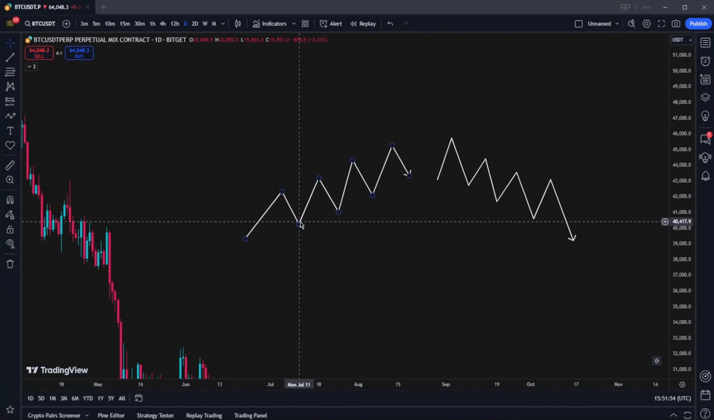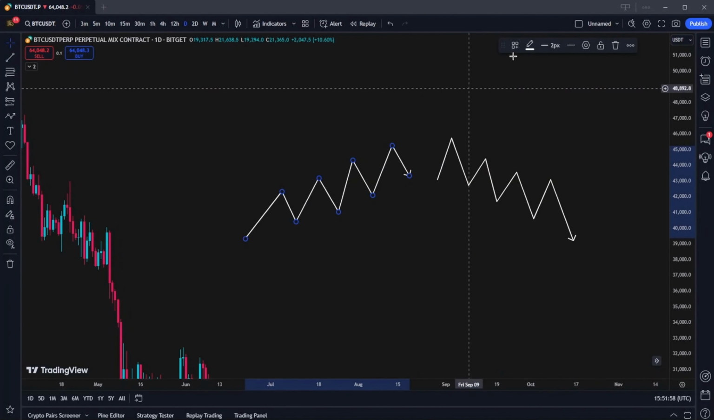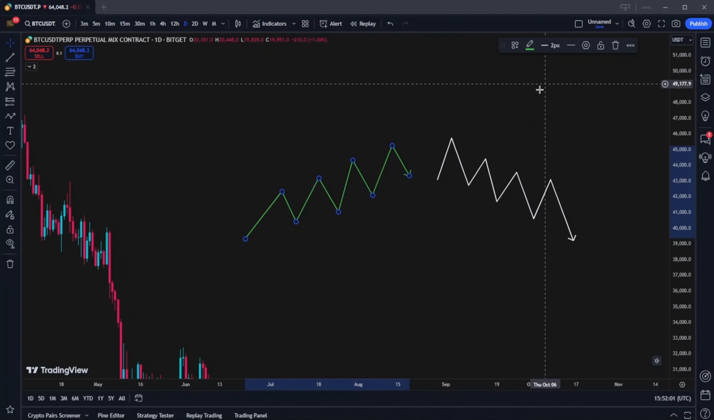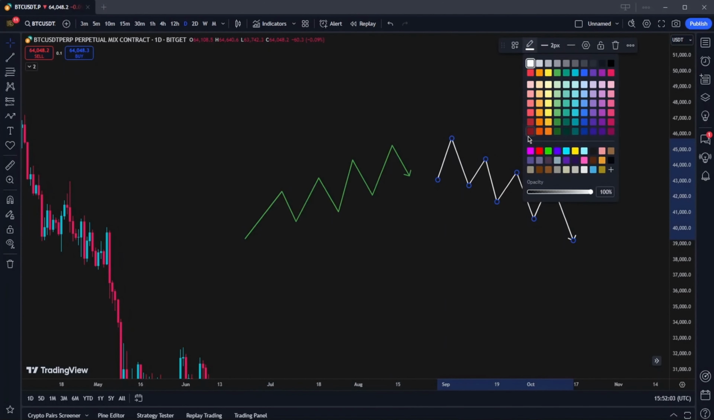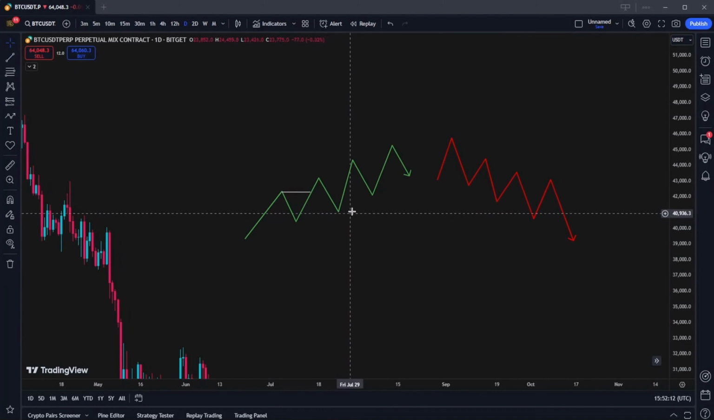As we can see here from my poorly drawn diagrams, we have an uptrend and we have a downtrend. I'll quickly mark the uptrend in green and the downtrend in red. To start off, we have our higher high and higher low. And this is the break of structure right here.